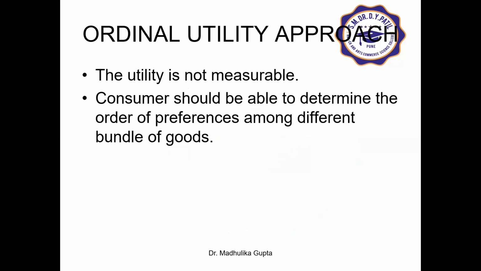Now the ordinal approach suggests that utility is not measurable. It will be opposite to cardinal, right? You all studied the cardinal approach. So the ordinal utility approach suggests that utility is not measurable. The consumer should be able to determine the order of preference among different bundles of goods. That is, the consumer does not need to know in specific units the utility of various commodities, only his preferences.